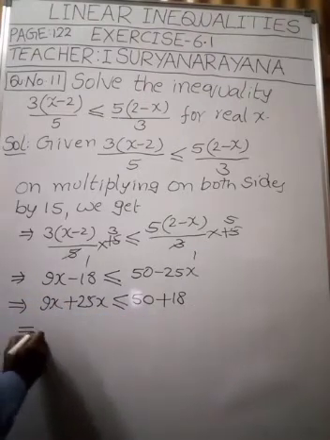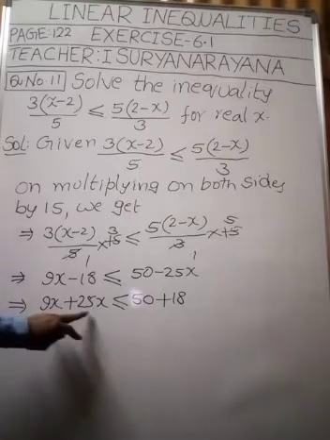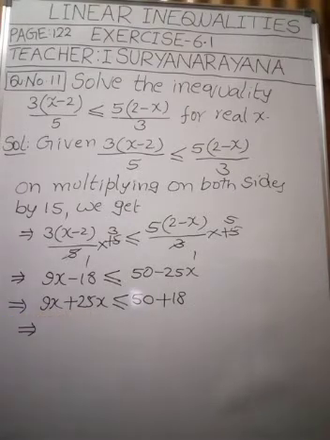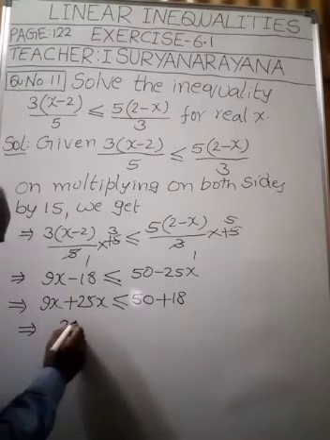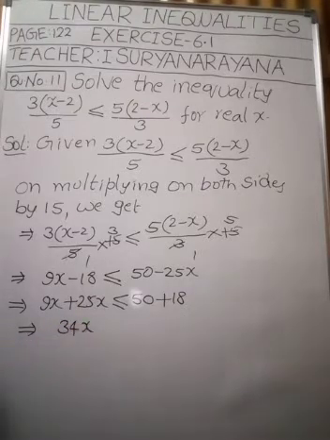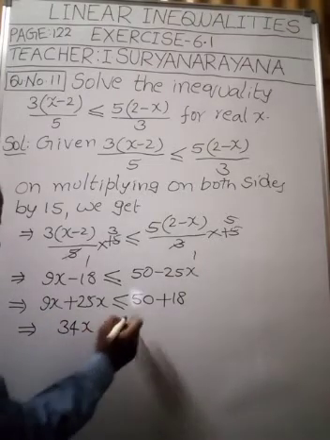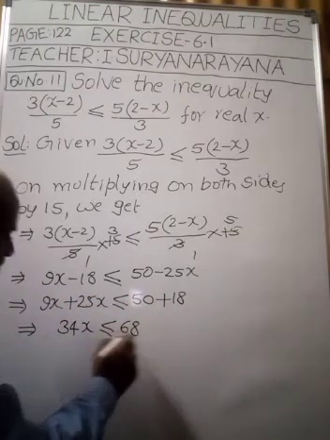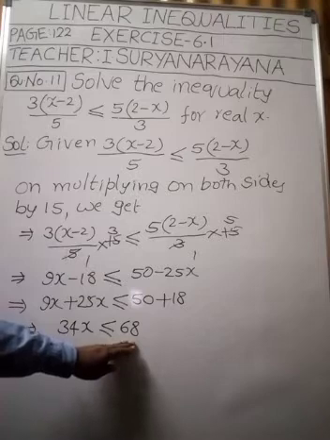This implies in LHS, let us simplify these two terms. 9x plus 25x. What will you get here? 34x. Understood this LHS, my dear children? Right. Less than or equal to. Let us simplify RHS. 50 plus 18. What will you get here? 68. Understood this RHS, my dear children?